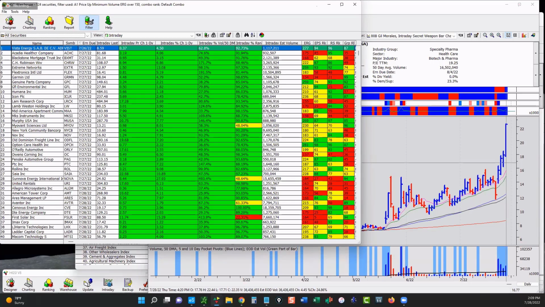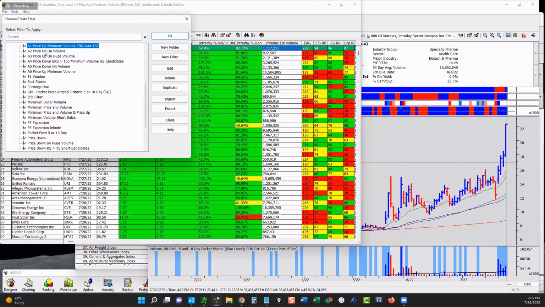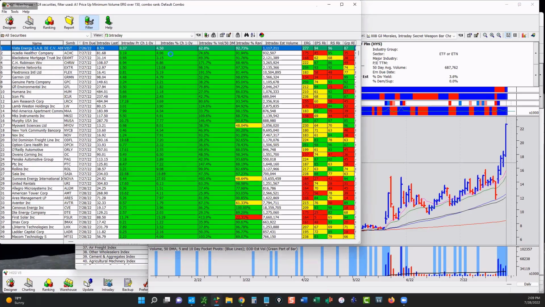Let's see what else. I'll go through all these screens. Just regular price up on volume, no ERG requirement. Price up on huge volume, price down with the ERG over 150, and those are basically leading stocks starting to break down. Price down on volume. Okay, Voodoo. That's an overlay. So those are the basic screens.